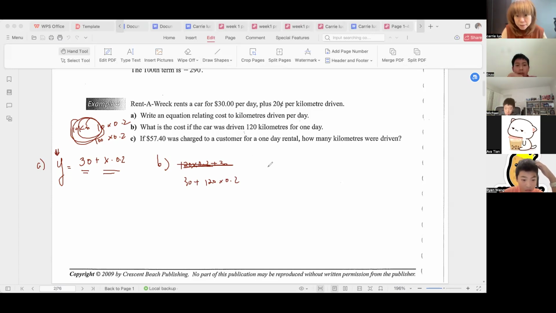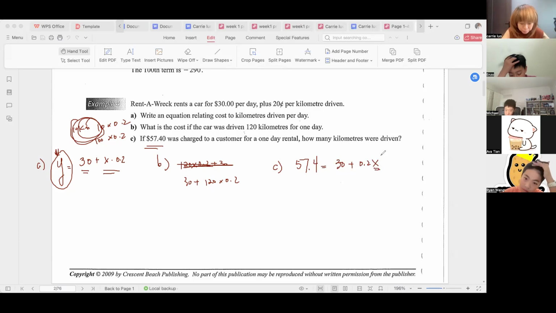Okay, understand? Number 3, if $57.40 was charged to the customer for a one day rental, how many kilometers were driven? So this time, which ones do we know? Y we already know because that's the total money you pay. So 57.4 equals 30 plus 0.2x. I don't know how many kilometers were driven. Understand?